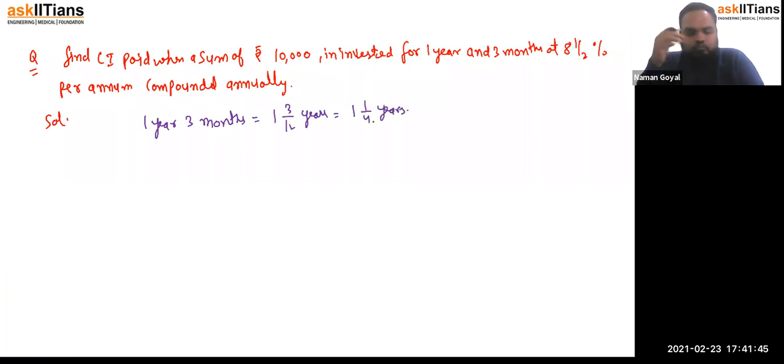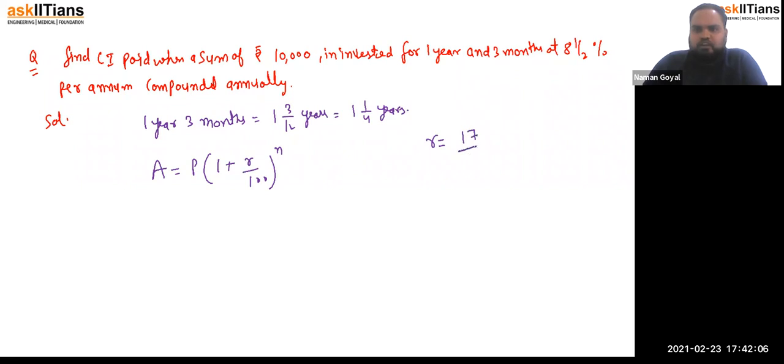Now as we know, the formula is A equals P into (1 plus R by 100) to the power n, right? In this question, R is 8 1 by 2, so it became 17 by 2 percent. If we put in the values, A equals 10,000, the amount he wants to invest, into (1 plus 17 by 2 into 100 in the denominator, which becomes 200), to the power n, which is 1 1 by 4, isn't it?